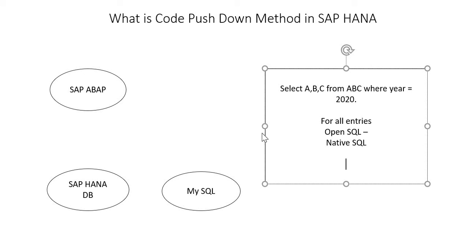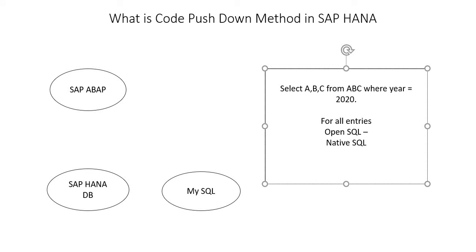And a very important thing about code push down is the change in the loop. When you do looping in the system, you should not just fetch all kinds of data. You must fetch selective data. Then only can you best utilize your SAP HANA database.